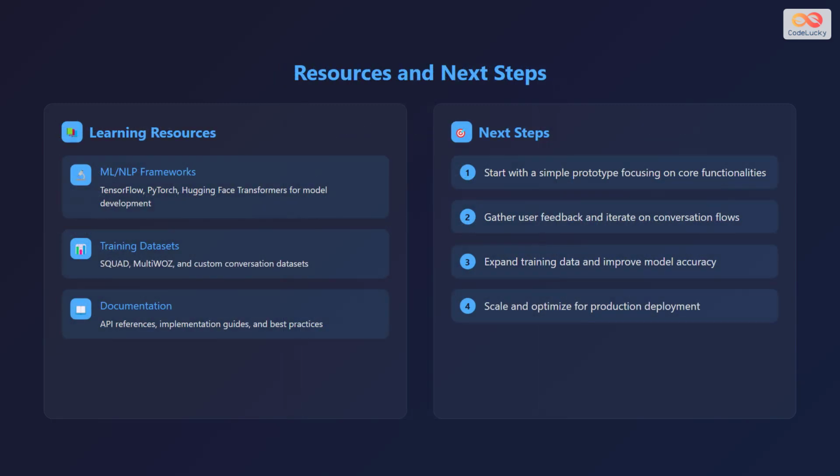Let's talk about learning resources. Some key resources are machine learning and natural language processing frameworks such as TensorFlow, PyTorch, and Hugging Face transformers. Training datasets such as SQuAD and MultiWOZ are very helpful. Finally, be sure to read up on the API references, implementation guides, and best practices. As for your next steps, start with a simple prototype focusing on core functionalities, gather user feedback and iterate on conversation flows, expand training data and improve model accuracy, and scale and optimize for production deployment.